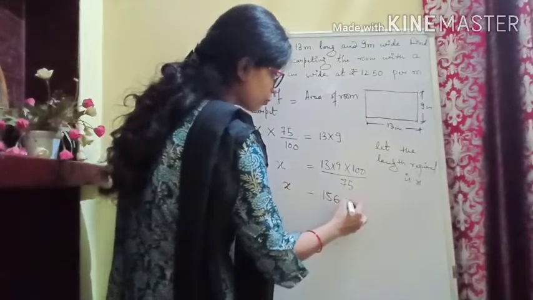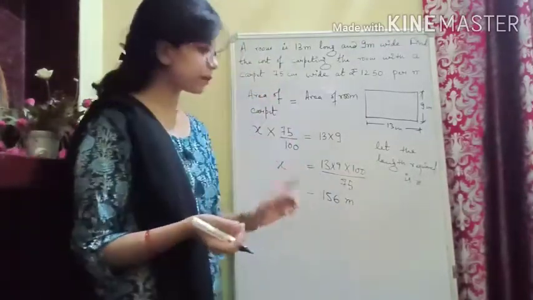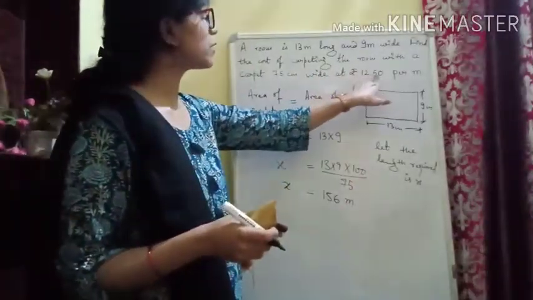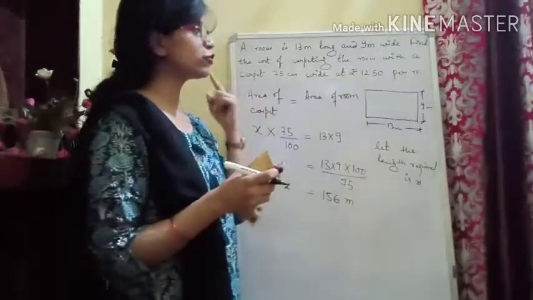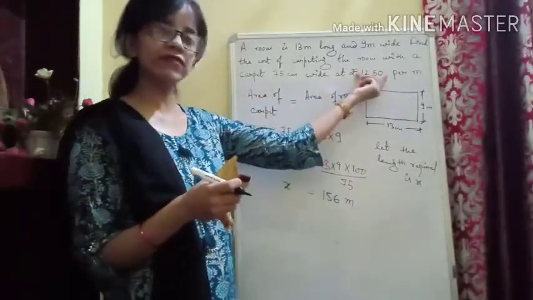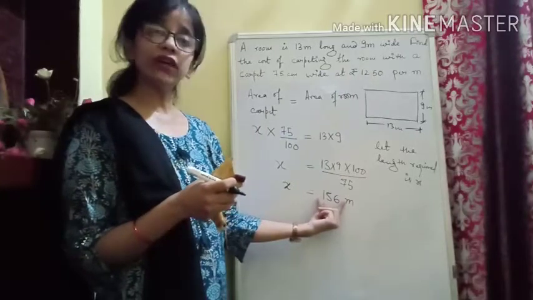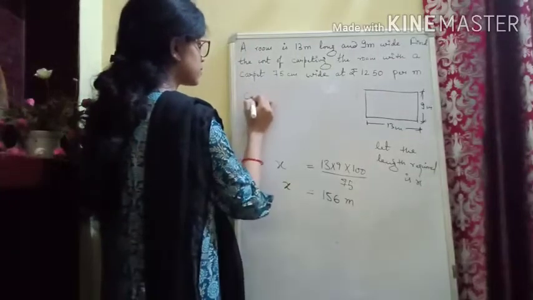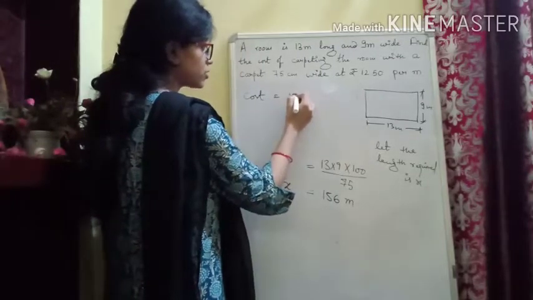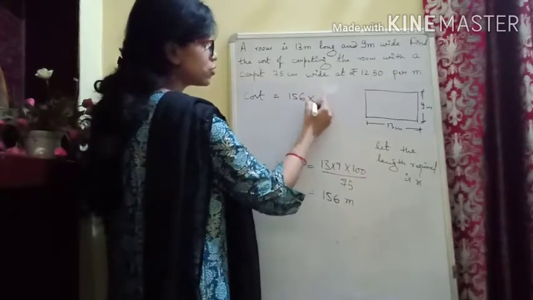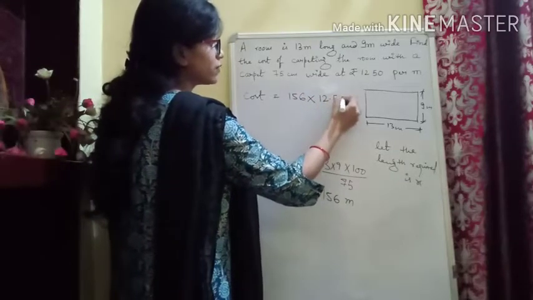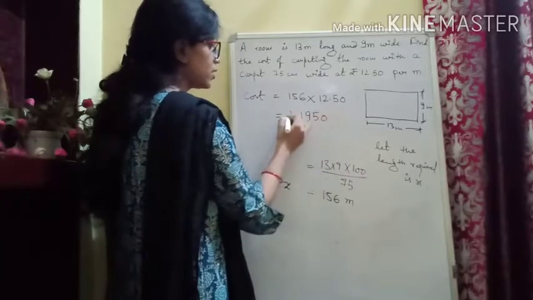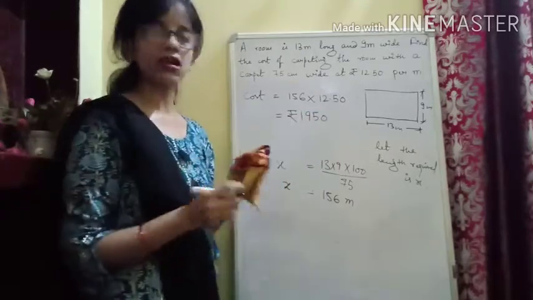That means you want the carpet 156 meters in length. Now the rate of the carpet is 12.50 per meter. That means if you take 1 meter, you have to give 12.50. How many meters do we want? We want 156 meters. So what will be the cost of the carpet? Simple. Cost will be how many meters we want, 156 meters, into the money, which is 12.50. When you multiply it will give you 1950, and that is your cost in rupees. So this is how we do it.